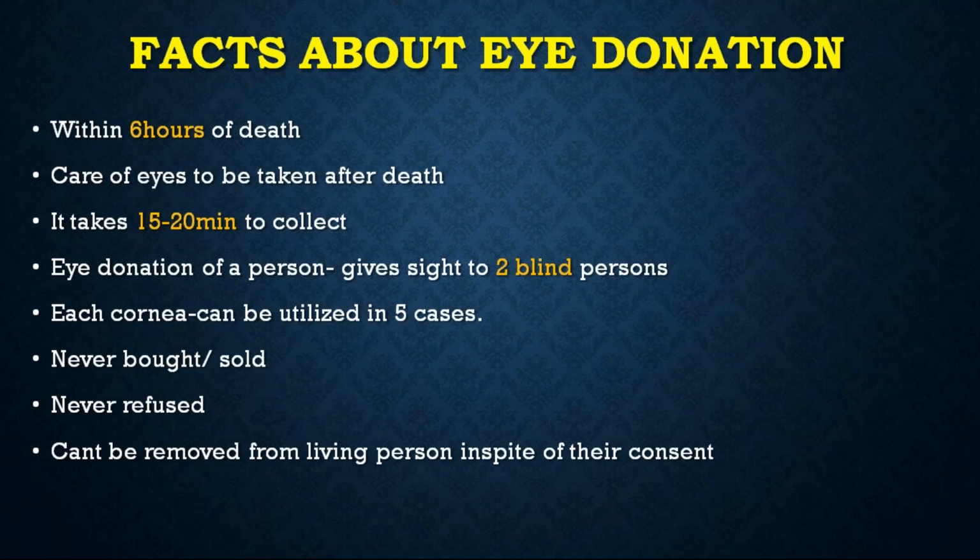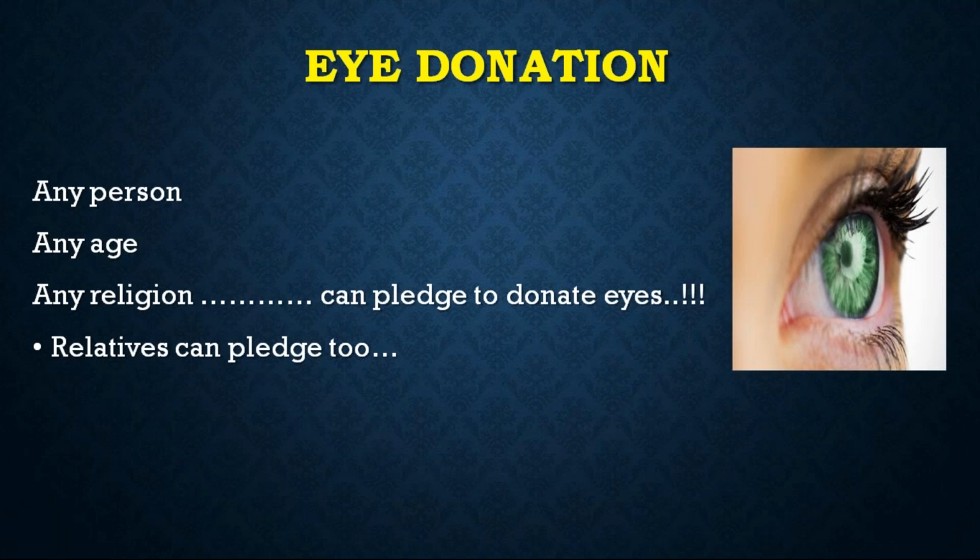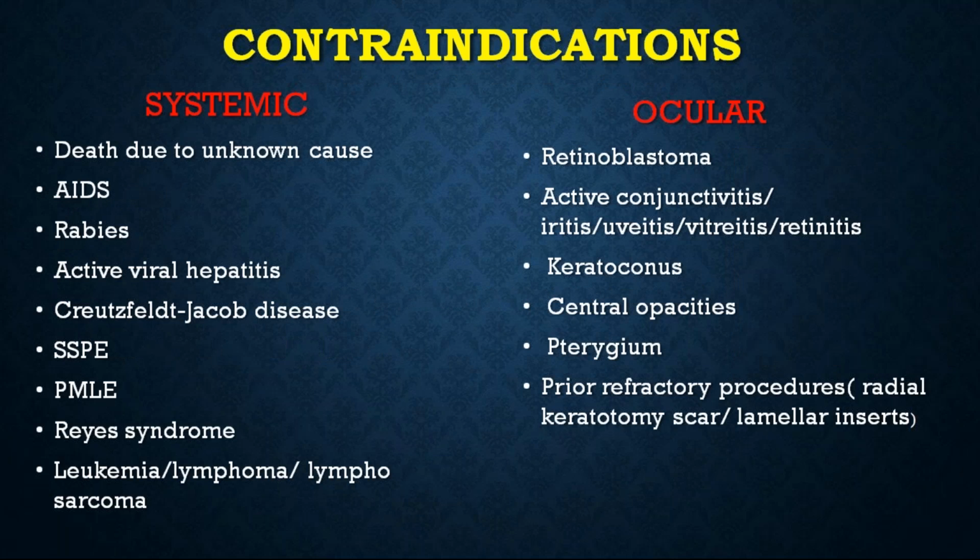Facts about eye donation: it should be collected within 6 hours of death. Care of eyes should be taken after death. It takes about 15 to 20 minutes to collect the donor cornea. An eye donation gives sight to two blind persons. The corneas are never bought and sold, they are never refused, but they cannot be removed from a living person in spite of their consent. Even if a living person gives consent, it should not be taken. Any person, any age, any religion can pledge to donate the eyes. Relatives also can pledge.